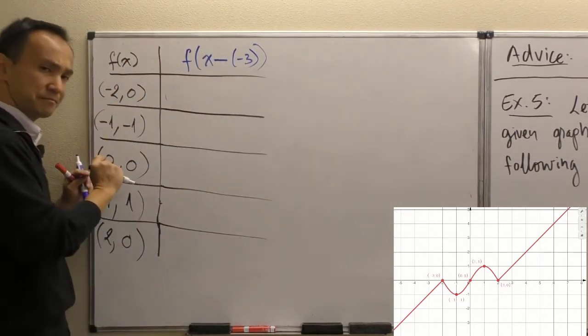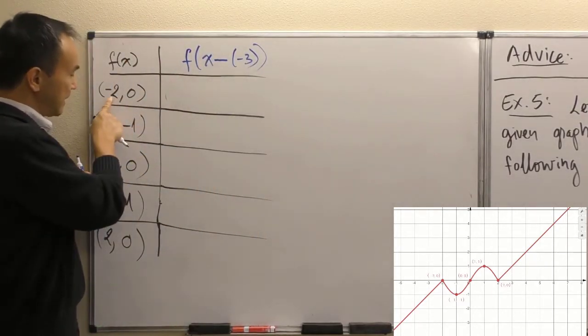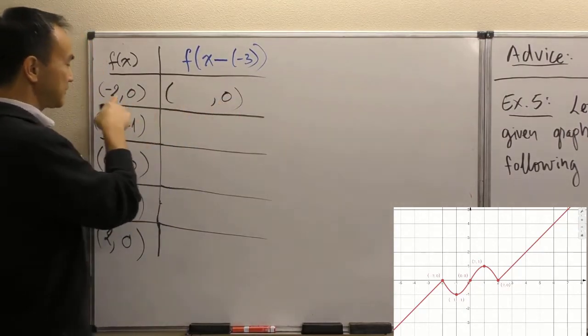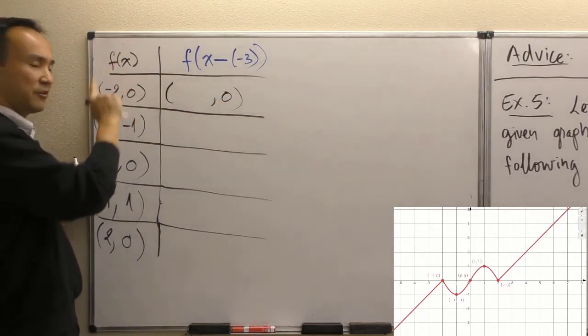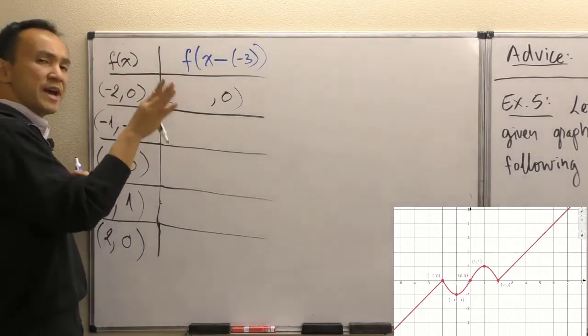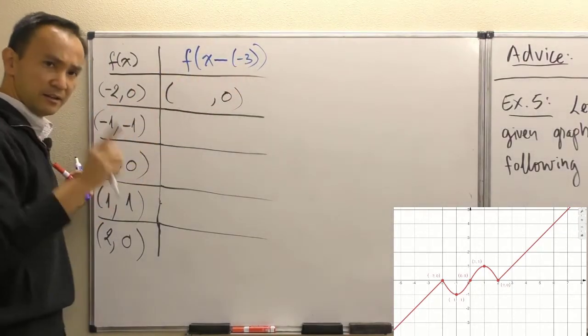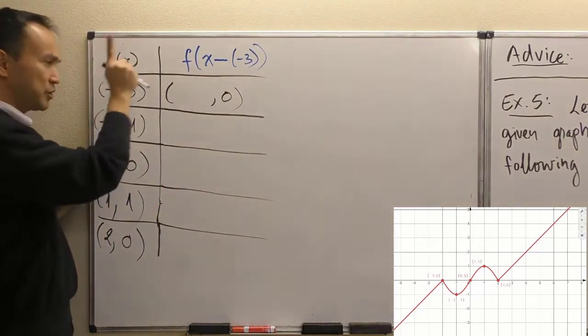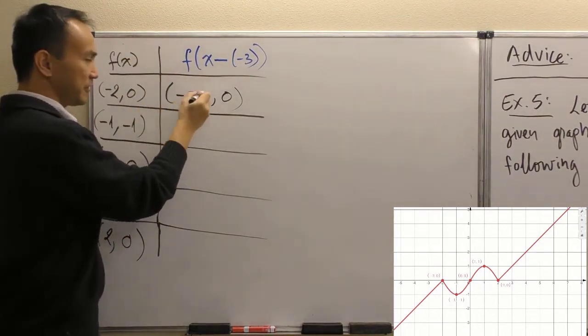First pair, negative 2 comma 0. The y value stays the same. The x value was negative 2 on the parent function. Now negative 2 add negative 3. Add a to every x value. Negative 2 add negative 3 gives me negative 5.